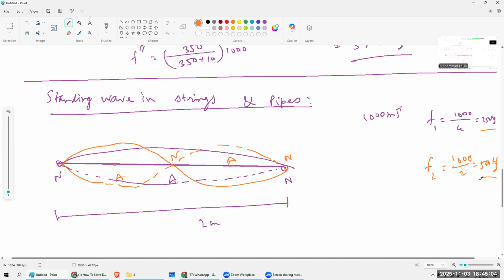1.5 lambda equals 2 meter. The lambda equals 2 divided by 1.5. 4 by 3. 1.3333. So 4 by 3 meter লিখলাম। If that is my lambda value, what will be your frequency in this case? Now your frequency should be 1000 divided by 4 by 3. This gives you.